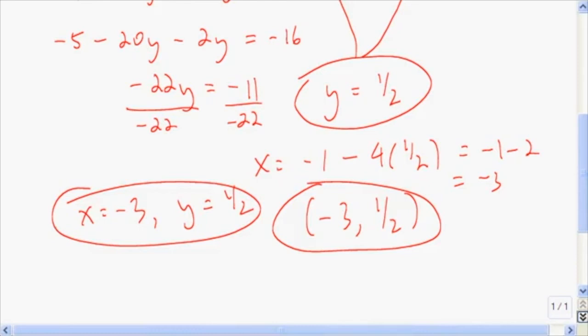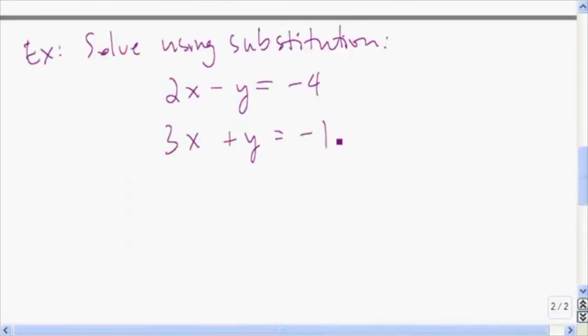Okay, let me give you one to try. This system would be more easily solved using elimination. I'd like you to solve it using substitution to practice. Press pause and work on it.